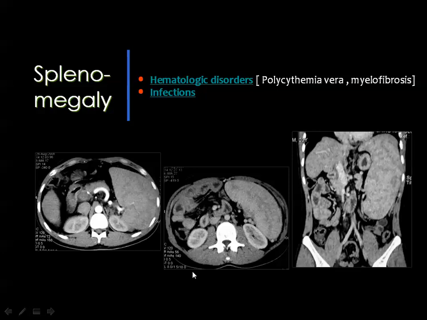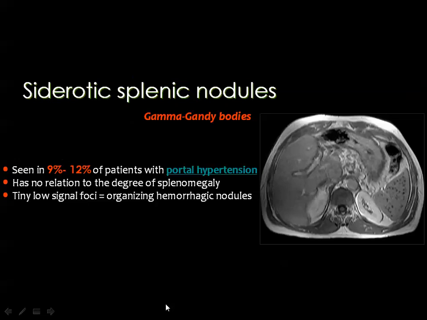And of course, the craniocaudal diameter is larger than 12 centimeters. Sometimes in patients with portal hypertension, though not in a good percentage, about 9 to 12% of the patients, you get this appearance of the spleen. The spleen may be enlarged, and the splenic parenchyma will show small dots of persistent low signal in all sequences, representing hemosiderin, and this is known as siderotic splenic nodules or Gamna-Gandy bodies.